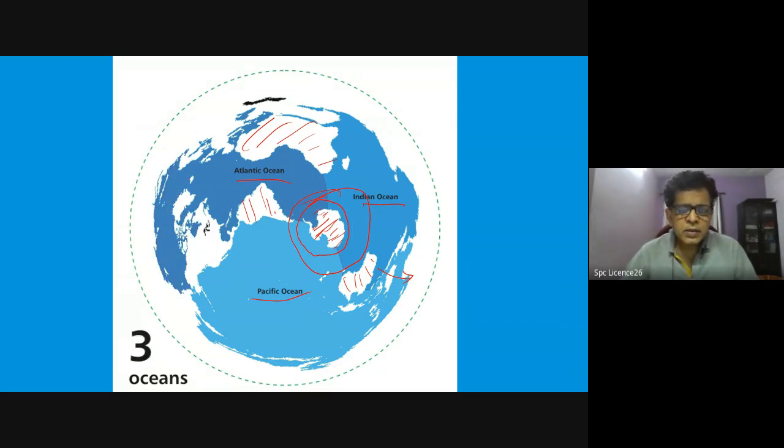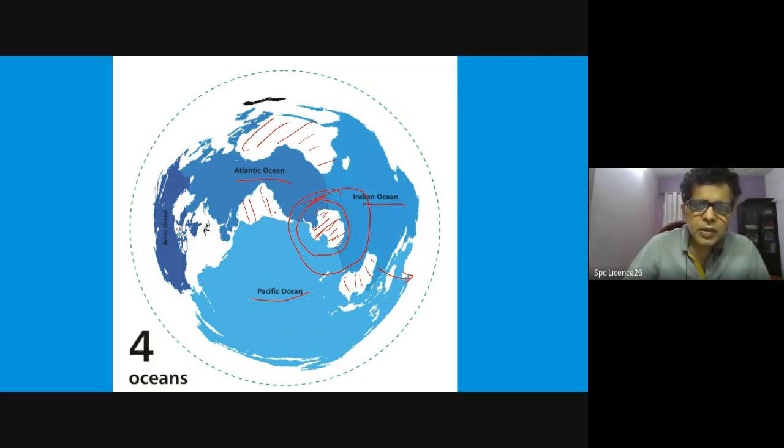So we'll see that the Arctic Ocean and the Southern Ocean, as compared to the other oceans, the Atlantic, Indian, and Pacific, are very small. But since they are huge as compared to other interior ones, we would be required to call them oceans as such.